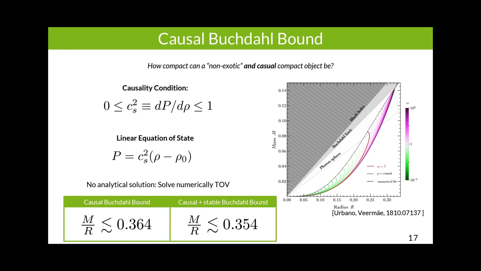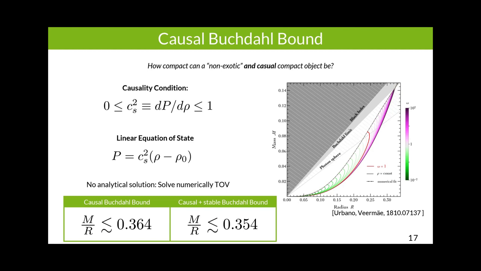object be. And so the causality condition is this one that we have here. So dp/dρ must be smaller than 1 and not actually larger than 0 for the sound speed to be well defined. And this is saturated by what's called a linear equation of state. So pressure is basically this sound speed squared times rho plus a constant. And for this equation of state, there is no analytical solution. So we need to solve the TOV equation that we had before and get some bounds.